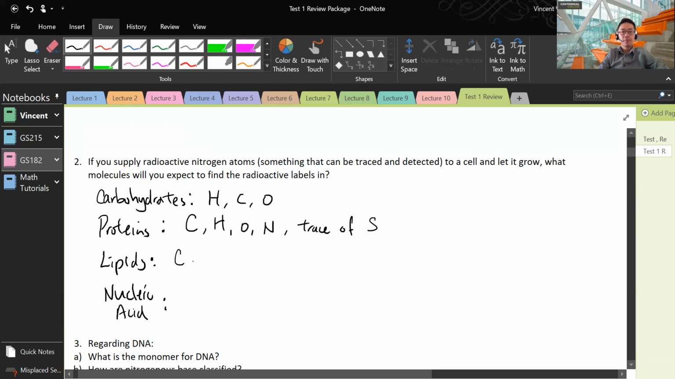Lipids. What do we have in lipids? Lipids, we have C, right? H and O as well. And then for nucleic acid, we have CHO, N, right, as well as phosphorus.